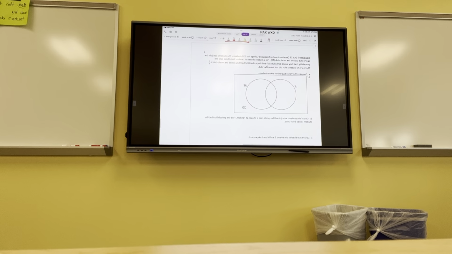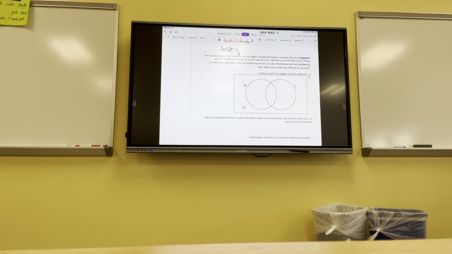All right, last problem. Okay, Rosewood College has 120 students total. The students can join the sports club S or the music club M. For a student chosen at random from these 120, the probability that they joined both is 1/4. And the probability that they joined music is 1/3.